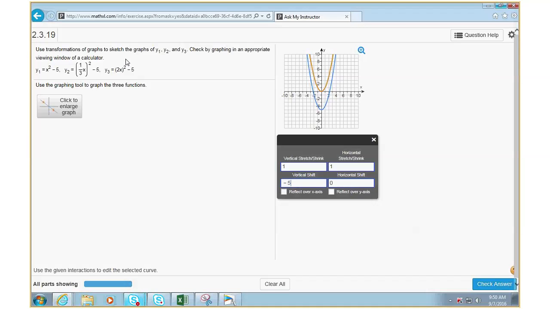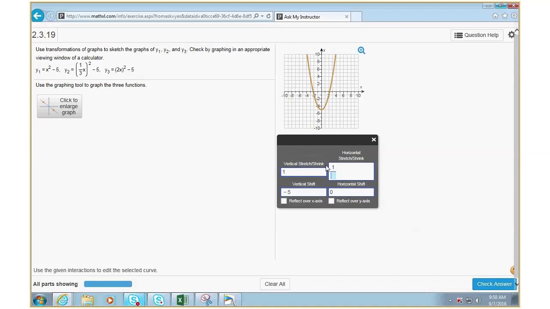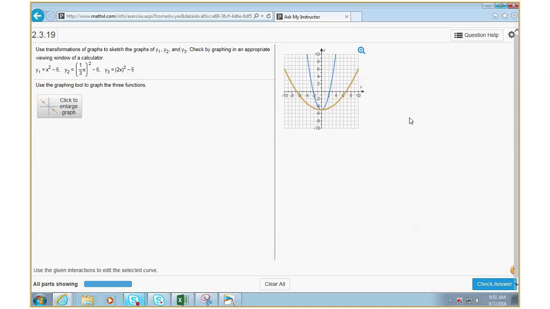Okay. And the 1/3, what happens to the 1/3? 1/3 is between 0 and 1, so what's it going to do along the x-axis? It's going to stretch. So you go to the horizontal stretch and you put 1/3. Really? Yeah, if it highlights anything outside of that. There. So that was it.